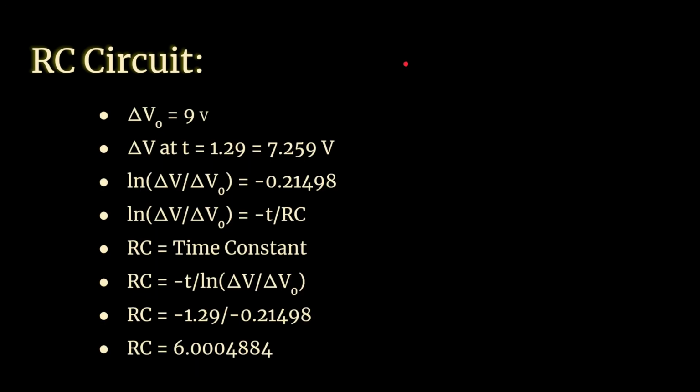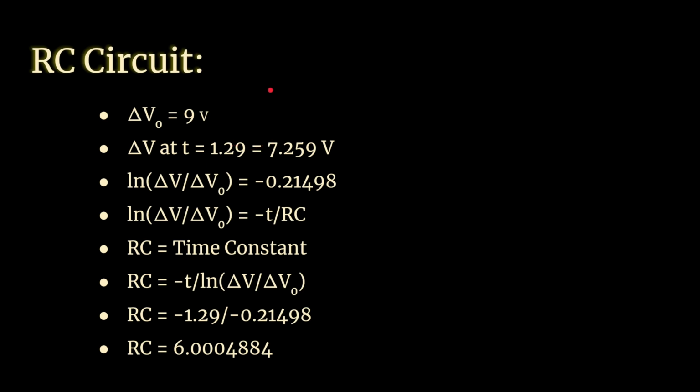Before we get into the results of the time-dependent relationship of voltage for a discharging capacitor, we have to talk about how we can even make that relationship. Based off an equation that describes how charge decreases on a capacitor as time goes on, we know that voltage also decreases as time goes on. The delta V naught for the capacitor is equal to 9 volts. The potential difference at time equals 1.29 seconds is equal to 7.259.